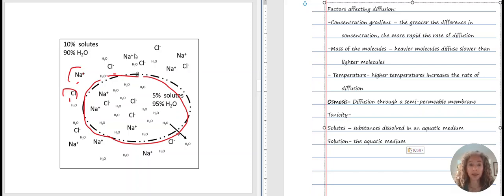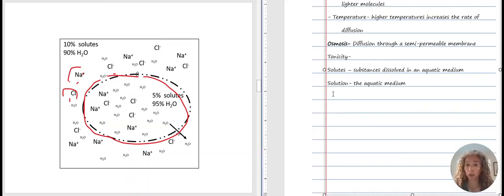And you can see that this cell here has 5% solutes inside the cell, which means that there is 95% solution inside the cell. Outside the cell, the extracellular fluid has 10% solutes, which leaves 90% solution.